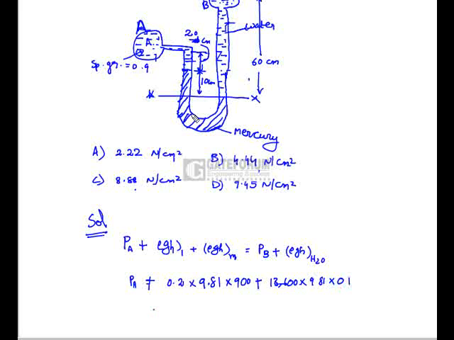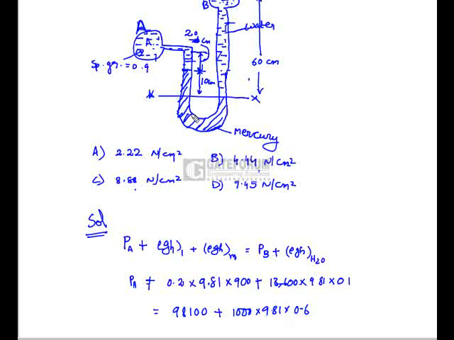And which is equal to Pb. What is the value of Pb here? 9.81 Newton per centimeter square. So let us write it in terms of Newton per meter square, that is 98,100 Newton per meter square, plus we have a water head of 60 centimeters, which is given by 1000 into 9.81 into 0.6. So here is the total pressure distribution across the U column.